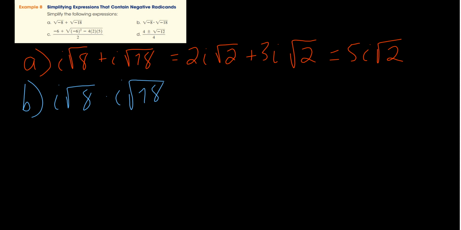8 times 18, 144. So it's going to be equal to i squared on the square root of 144, i squared. Okay, we know i squared is a negative 1. We know the square root of 144 is 12, so it's going to be a negative 12.